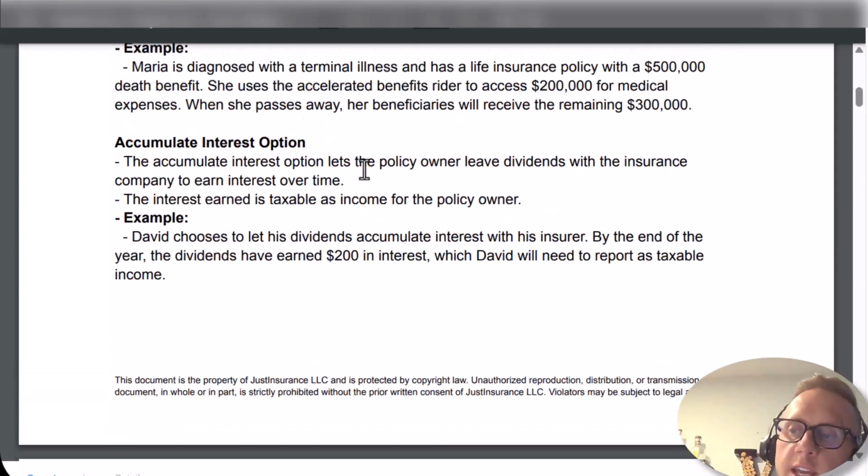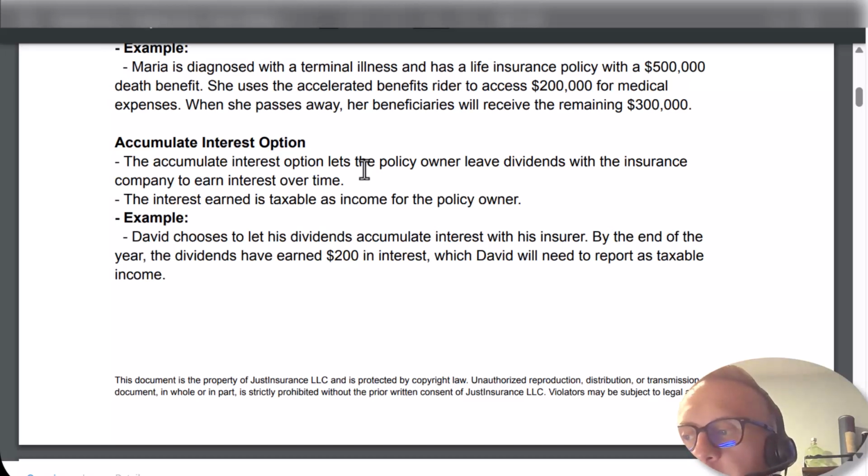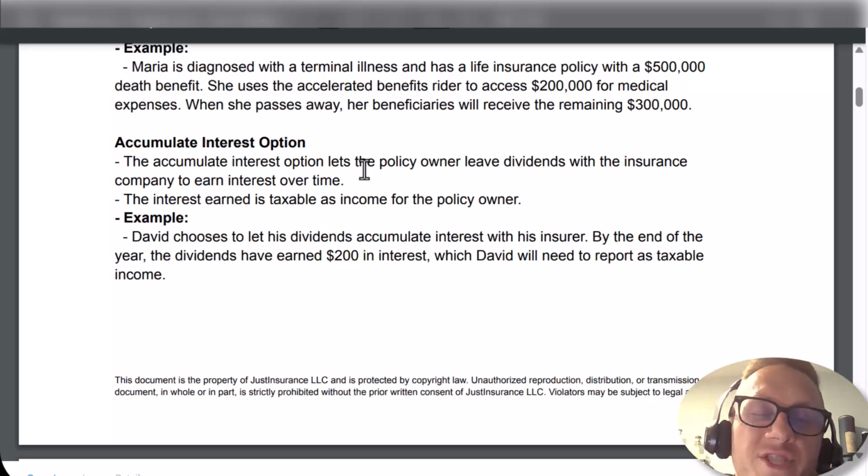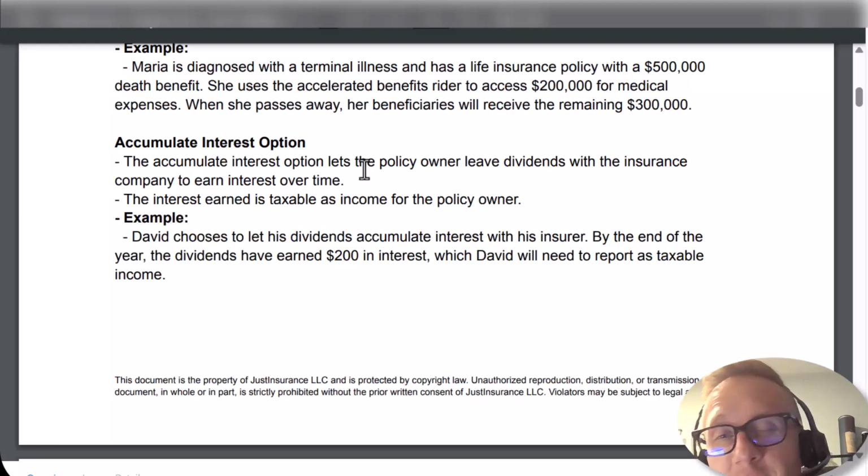Okay, accumulate interest option. So this is a dividend option. This is something that you can do with your dividends that are earned from mutual life insurance companies who offer participating policies. So it's called a PAR policy. PAR is participating. Non-participating is non-PAR. Those are typically issued by stock companies. So mutual life insurance companies issue participating policies that give back profits as dividends.